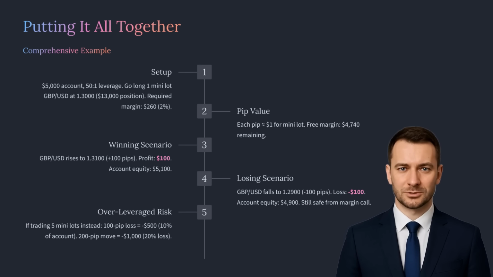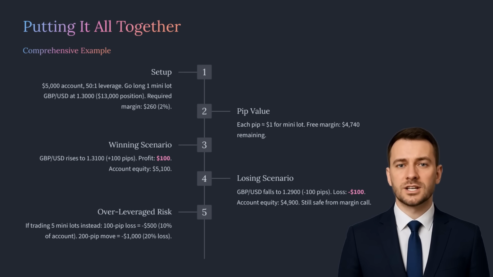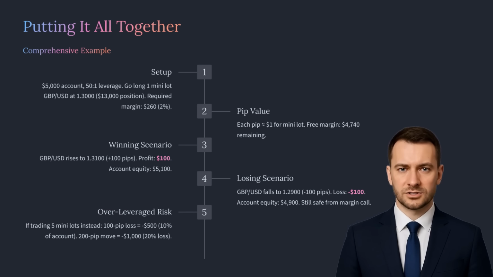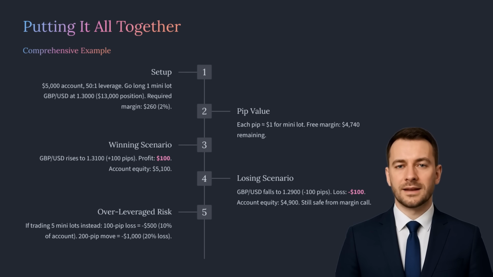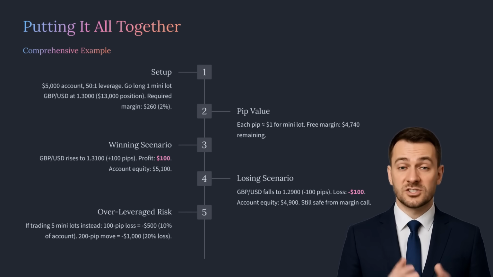Had you taken a much larger position, say 5 mini lots in BOS 0.5 standard, $65,000 position, on the same $5,000 account, the margin required would be $1,300 and each pip about $5. A 100 pip move against you then means $500 loss, 10% of your account, and equity down to $4,500. A 200 pip move, 2% change in GBP USD, which can happen in a day or two, would be $1,000 loss, equity $4,000. You can see how bigger lots, thanks to high leverage, increase risk to your capital.